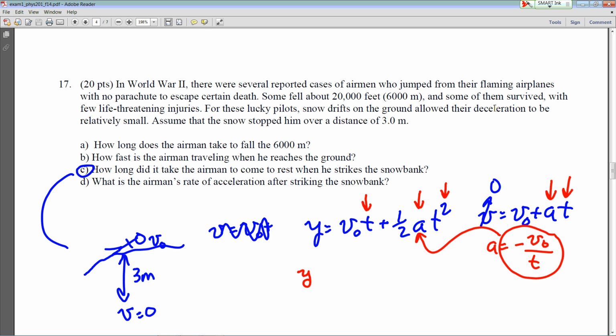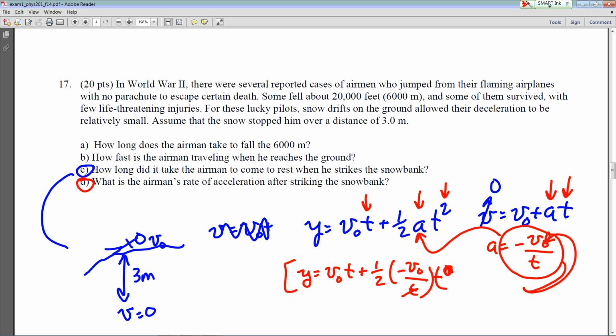Let me go ahead and write it out. So y is equal to v naught t plus 1/2 negative v naught over t times t squared. And so I lose that t. And now I know everything except for t. Because I found v naught. I forget what v naught was in part B, but I find v naught in the previous section. And so when I solve for v naught here, for part D, when I want to come back and find that, I just come back and I plug in my t right here, which I find in part C, and then I can find my acceleration.